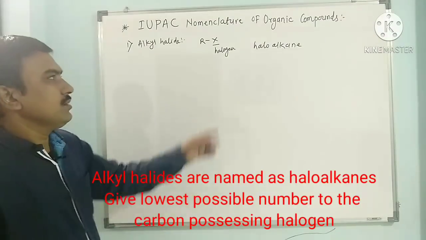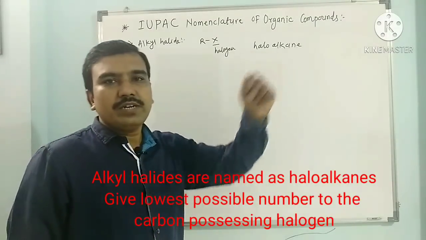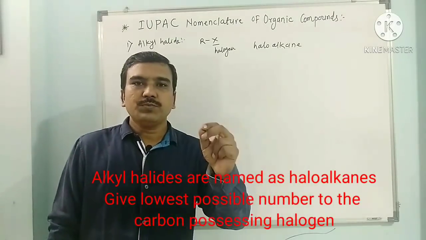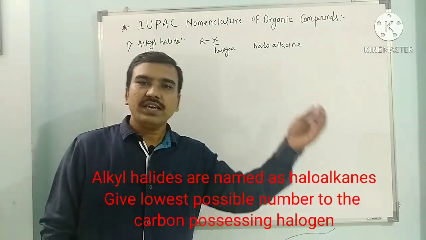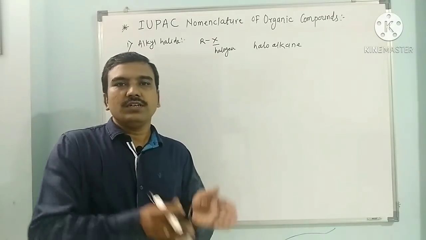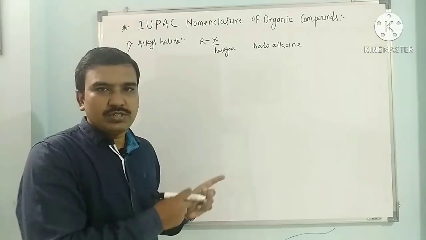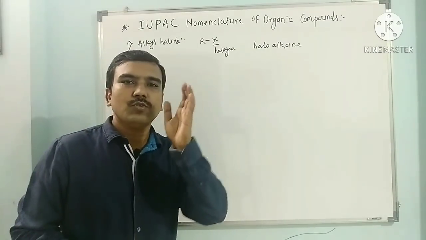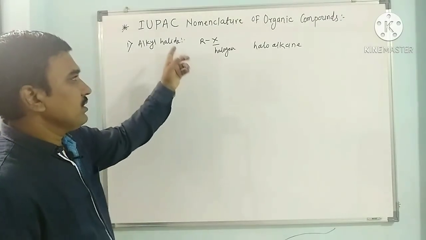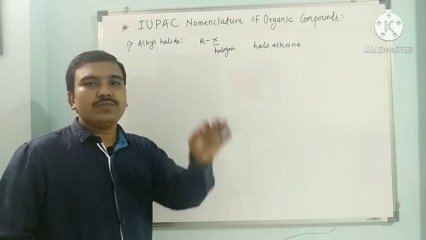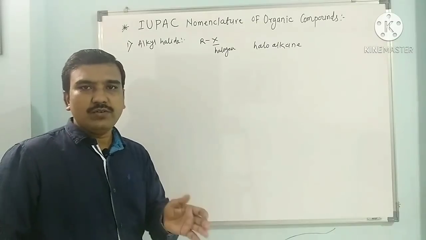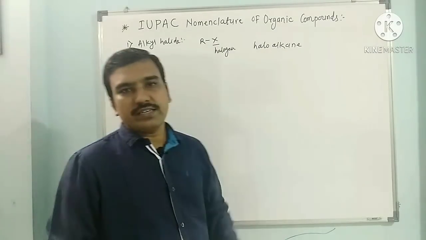Haloalkane. We have to count the number of carbon atoms in a straight chain and give lowest possible number to carbon which possess halogen. So all the rules we have discussed in earlier videos, all those rules are applicable to this. Only we have to give lowest number to the carbon having halogen. So here then we have to mention the position of carbon where halogen has attached, then name that halogen as a halo, then followed by alkane.